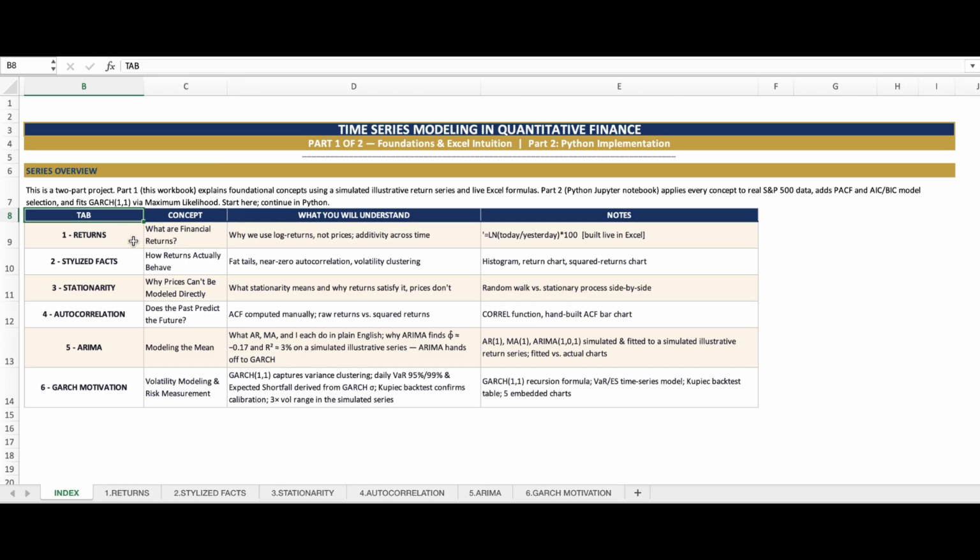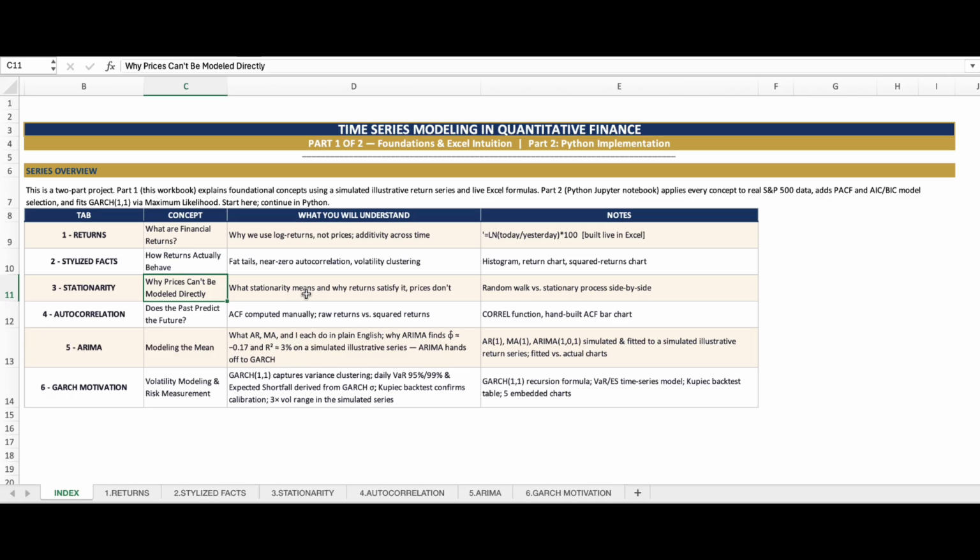Now, what we will cover in part one is, in the first section, what are financial returns? So we answer the question of why we transform price data into returns before modeling anything. Then in the second section, we talk about some facts. These are statistical properties that show up consistently in return data. And understanding these will tell you, before you even run any model, what kind of model you need.